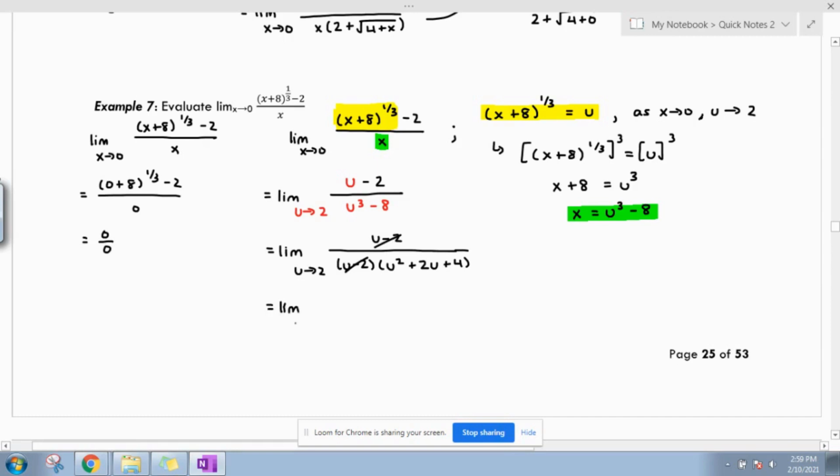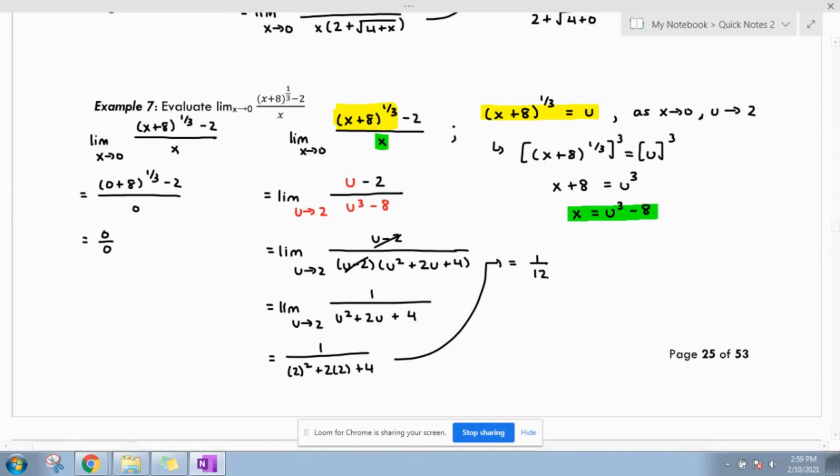And then I'm left with the limit as u approaches 2 for 1 over u squared plus 2u plus 4. At this stage, if you did a direct substitution for u equals 2, it's not going to cause you any problems. So we're going to do exactly that. I'm going to do 2 squared plus 2 times 2 plus 4, which is going to leave me with 1 over 12. And so the limit as x approaches 0 for (x plus 8) to the exponent 1/3 minus 2, all over x, is 1 over 12.